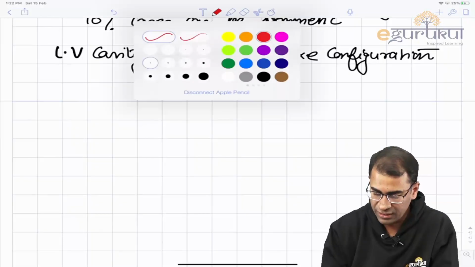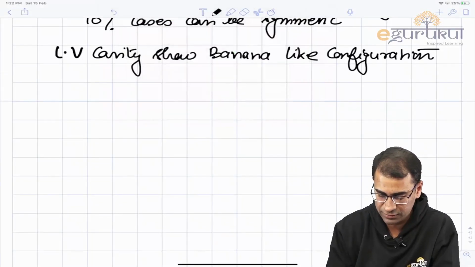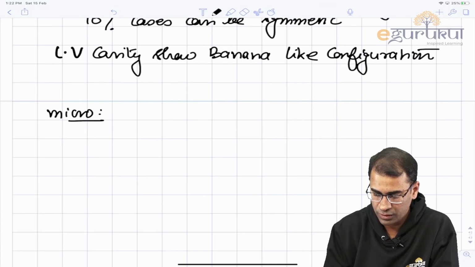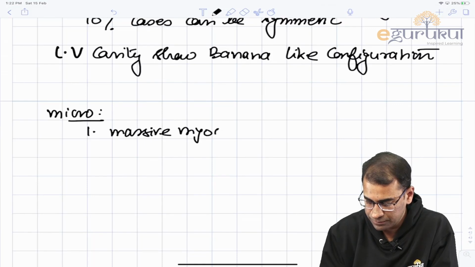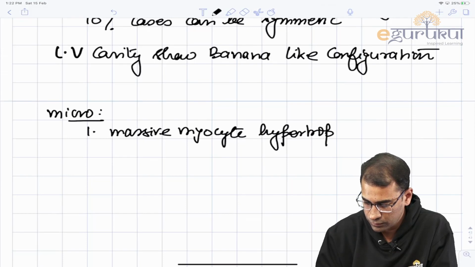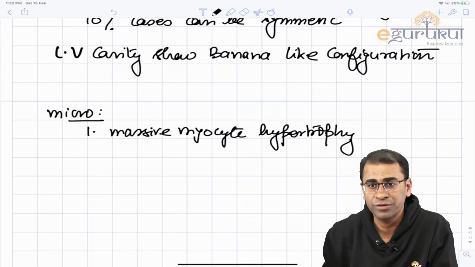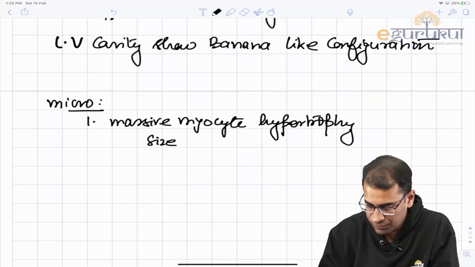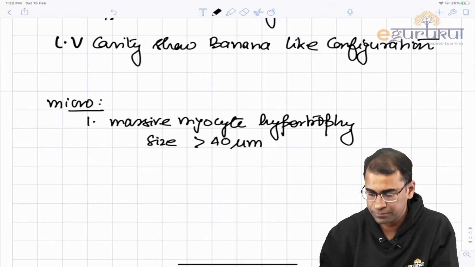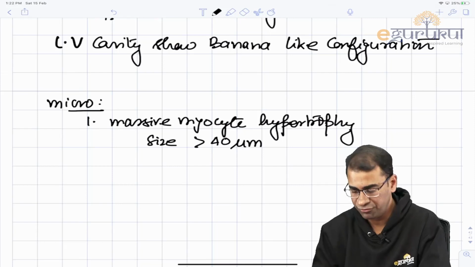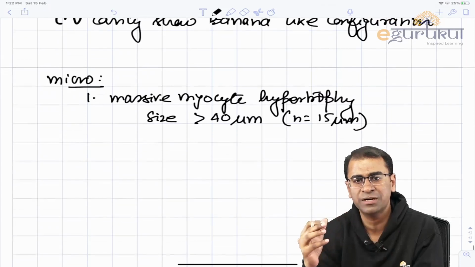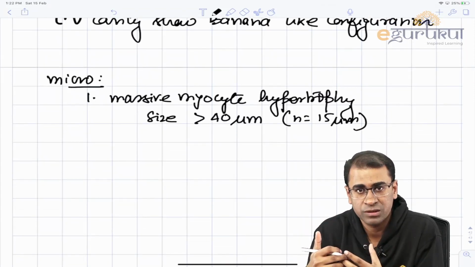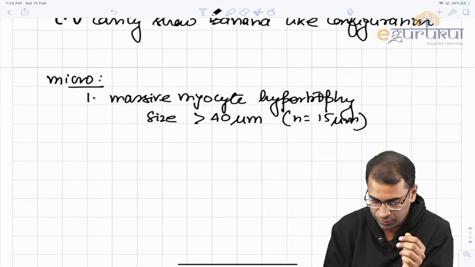Now, what are the main histopathological findings? Okay, histopath findings, microscopy. The basic number 1 is massive myocyte hypertrophy. The size of the muscle fiber is more than 40 micrometer, whereas the normal is only around 15 micrometer. This shows a huge enlargement in the myocyte fiber. It is massive myocyte hypertrophy.